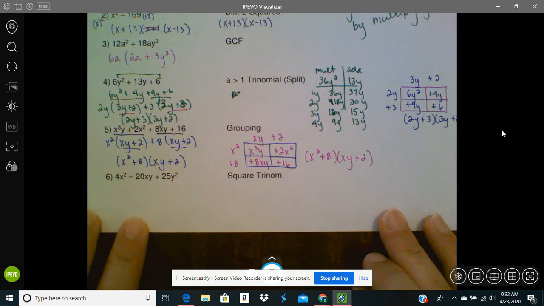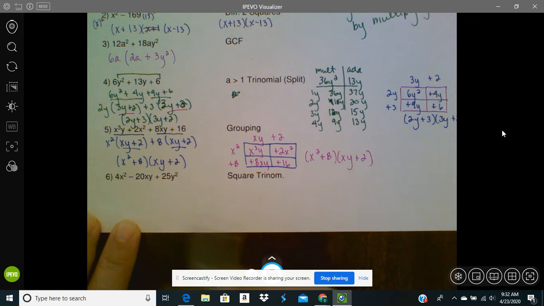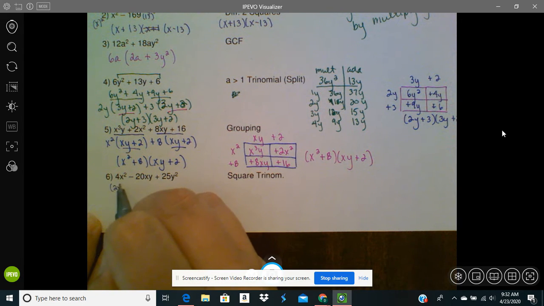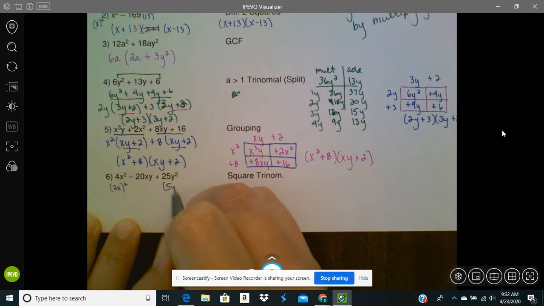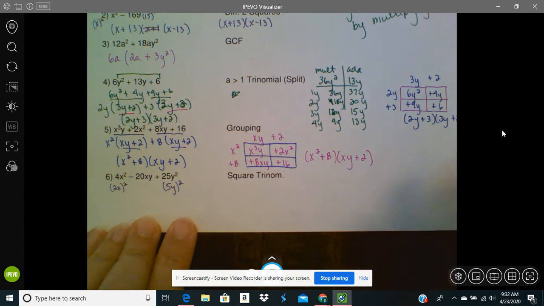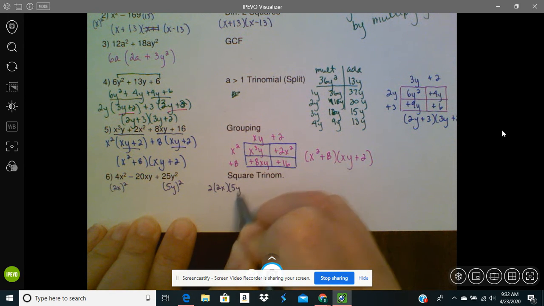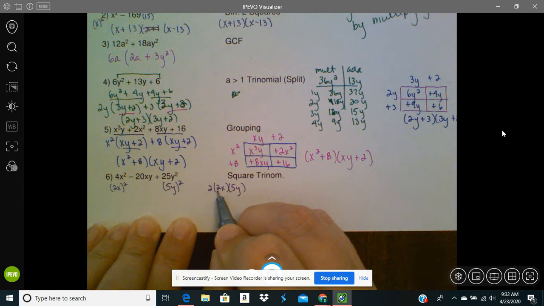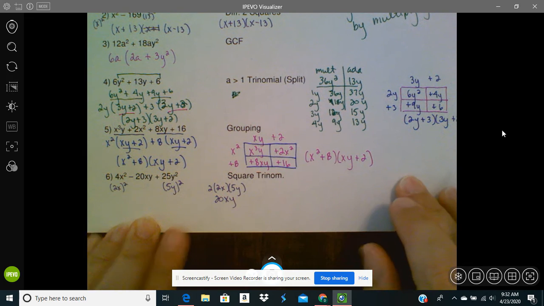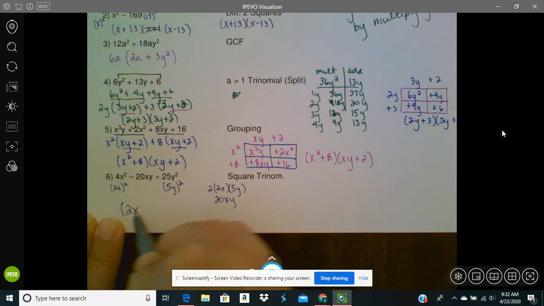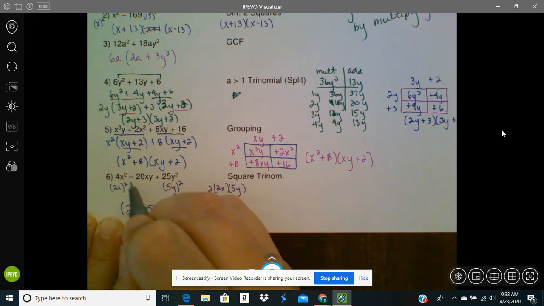And remember, guys, I've been doing algebra forever. Probably longer than some of your parents have been alive. So I know this is a square. This is 2x squared. This is 5y squared. So when I go off to the side, I'm going to do 2 times 2x times 5y. I get 2 times 2 is 4. I get 20xy. Oh, look, that's the same term that's there. So I know this is 2x minus 5y squared.